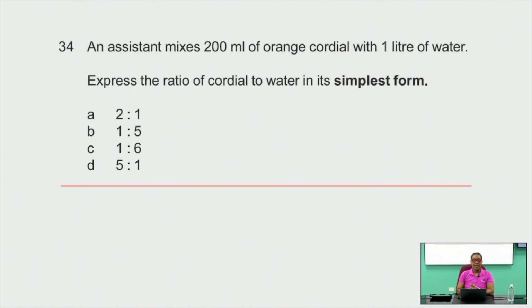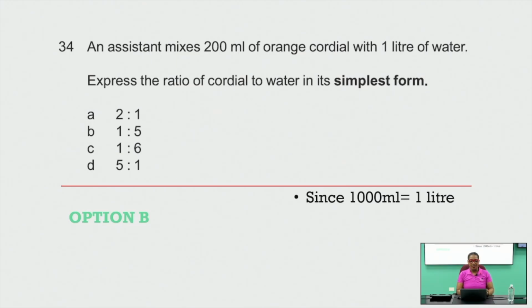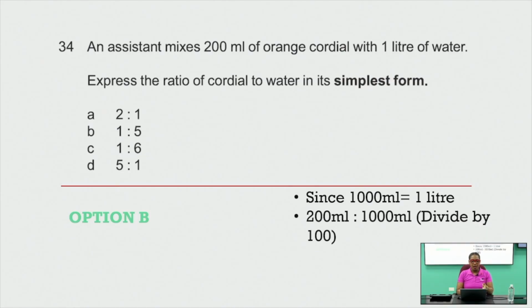34. An assistant mixes 200 milliliters of orange cordial with 1 liter of water. Express the ratio of cordial to water in its simplest form. All right? So what do we know? We know that there are 1,000 milliliters to every liter. So 200 milliliters to 1,000 milliliters, and then we can pretty much simplify this ratio.